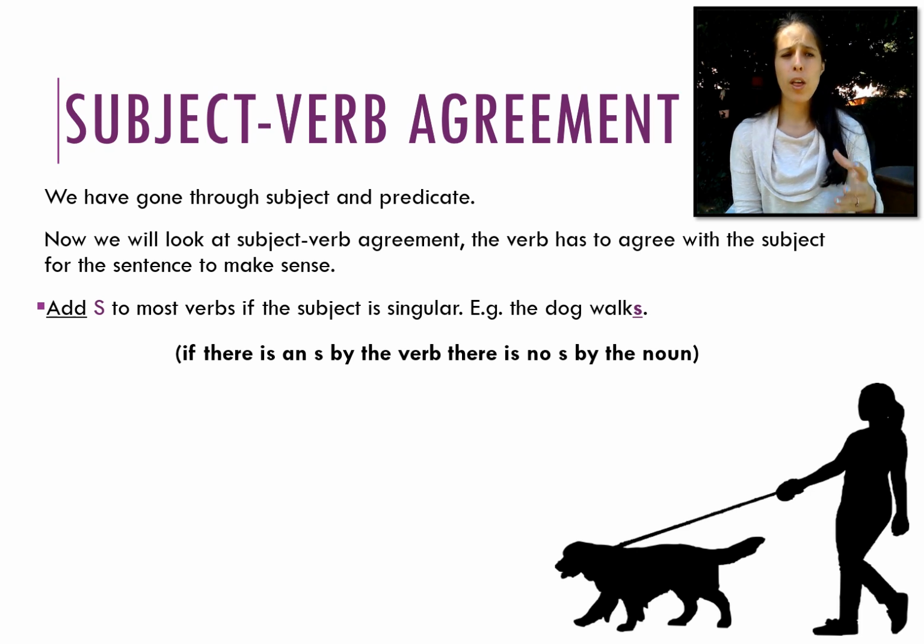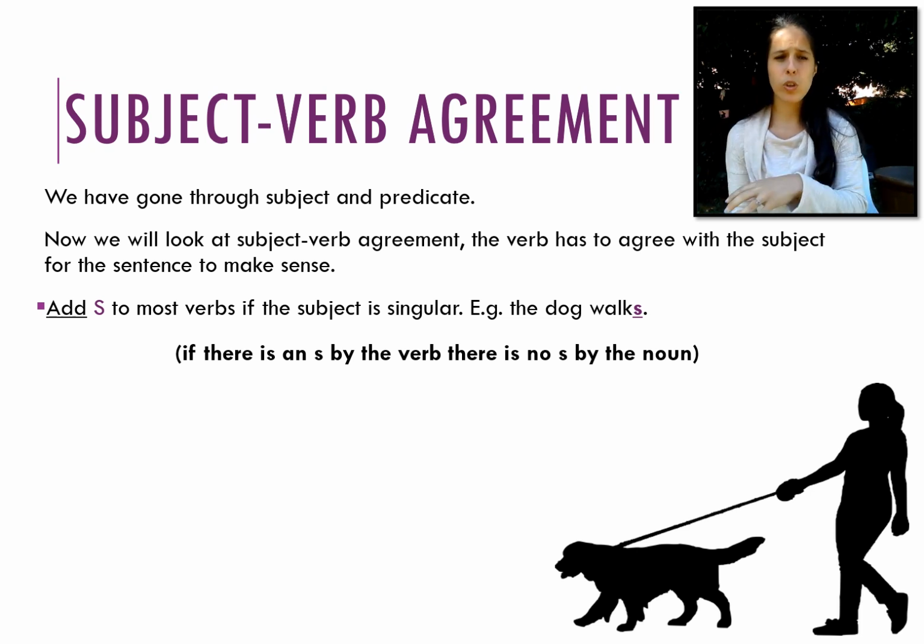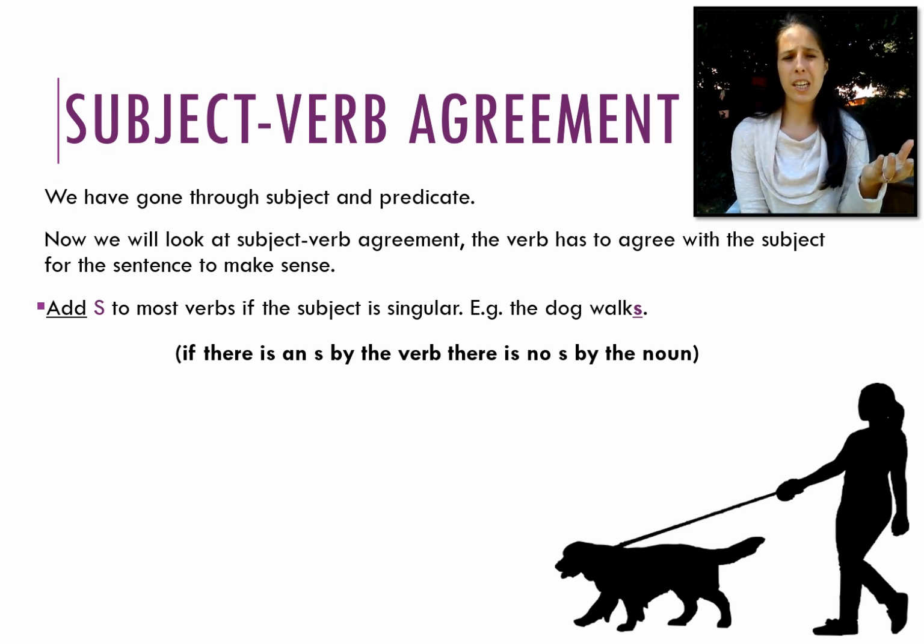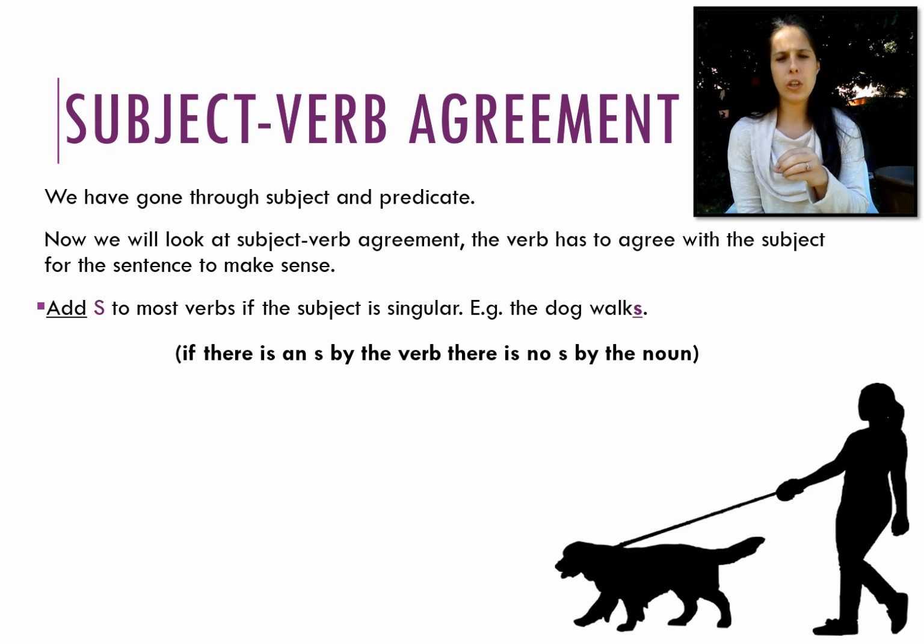Like I said before, the boy eats sweets, not the boy eat sweets. Okay, this is using that same rule. So you're adding s to the verb if the subject is singular. So there's your example, the dog walks. I cannot say the dog walk. Because the subject is singular, the verb adds an s.